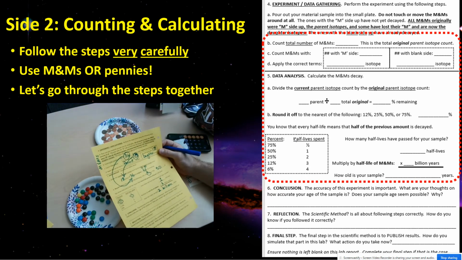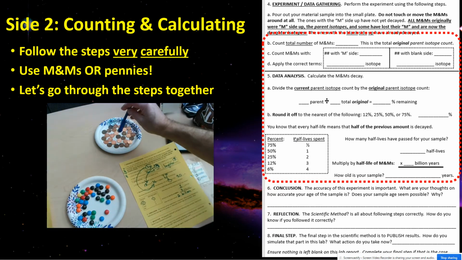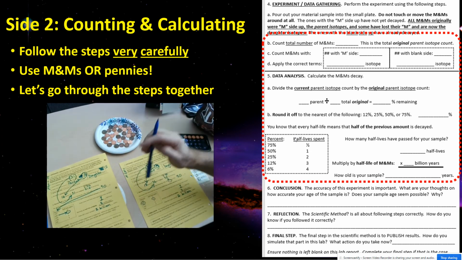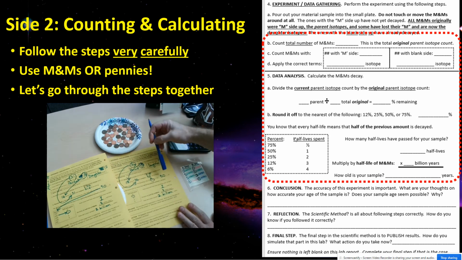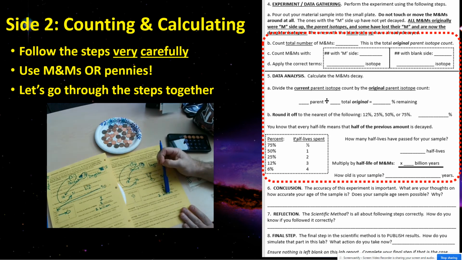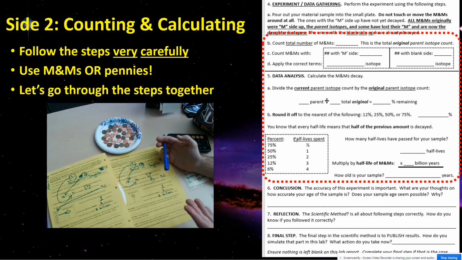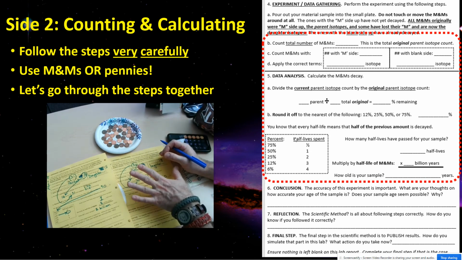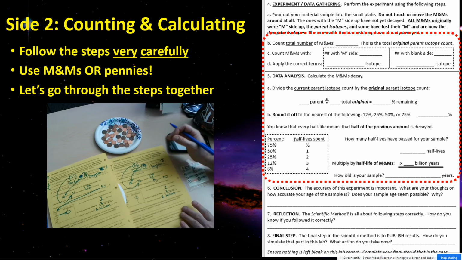So take a look at this. This is interesting. We did pennies in the one example. We did M&Ms in the other. Both of them turned out to be 2 billion years old. Your answers might be similar. Your answer might be very different. Go with what your data shows you is right for your sample.